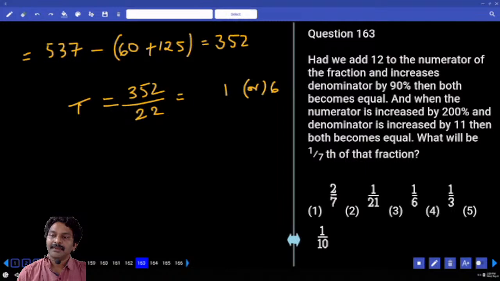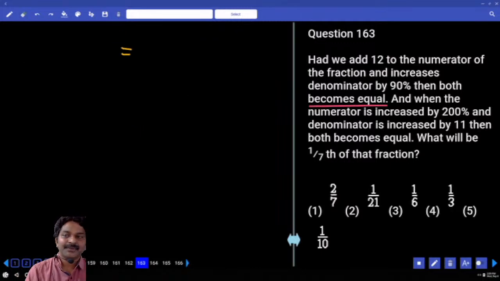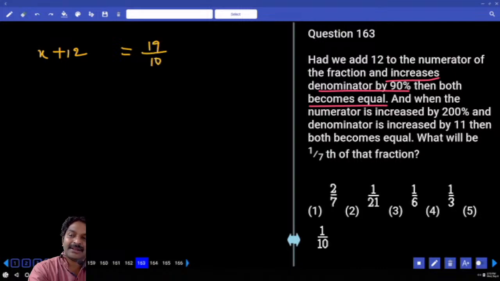If we add 12 to the numerator of the fraction and increase the denominator of the fraction by 90%, then both become equal. Because there is an equal condition, I am first writing that. Numerator I am taking as x. 12 is added to numerator. And then increase the denominator by 90%, then it becomes 190%. 19 by 10 of y.